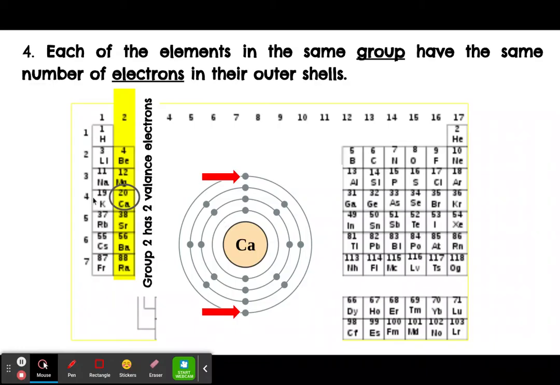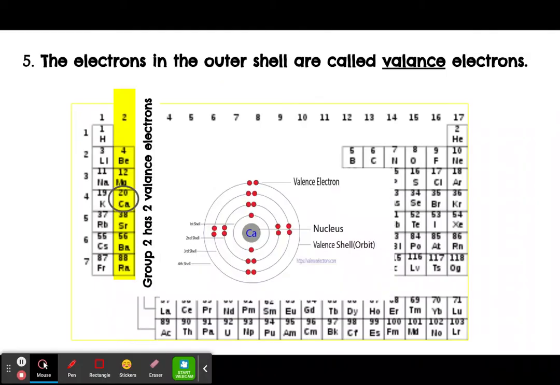So here is calcium, which is right next to potassium. So it also has 4 orbitals of electrons, 1, 2, 3, 4. And it has 2 electrons, 1, 2, in its outer shell or orbital.